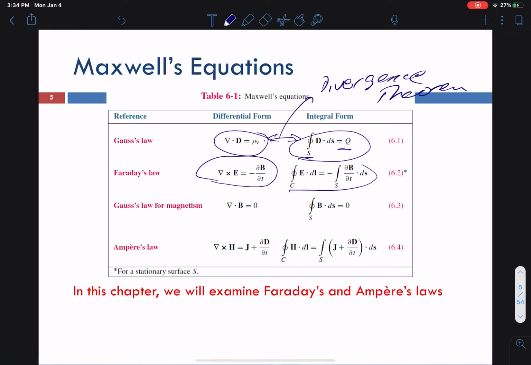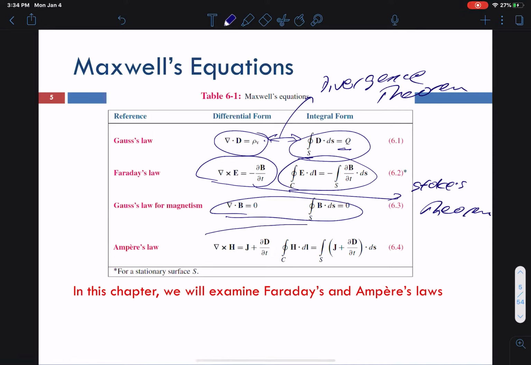This relation over here happens because of Stokes' theorem. We talked about it in chapter 3. And this one is again the divergence theorem, and this one again Stokes' theorem. This one is Ampere's law. This is the differential form, and this is the integral form.